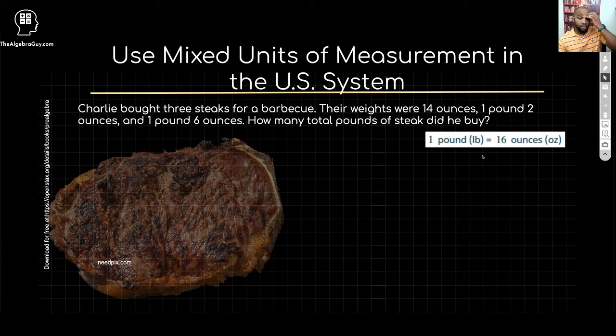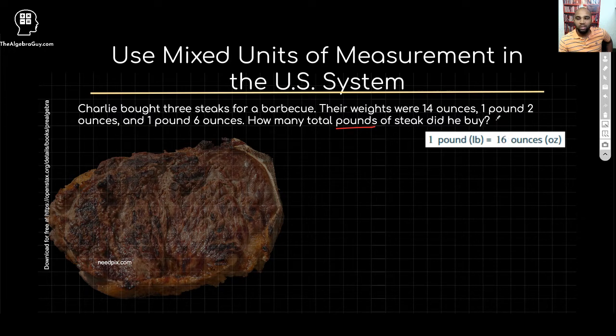All right, so what about mixed units of measurement in the U.S. system? So for instance, this one. Charlie bought 3 steaks for a barbecue. Their weights were 14 ounces, 1 pound 2 ounces, and 1 pound 6 ounces. How many total pounds, so we want pounds, of steak did he buy? Well, we know 1 pound is 16 ounces.